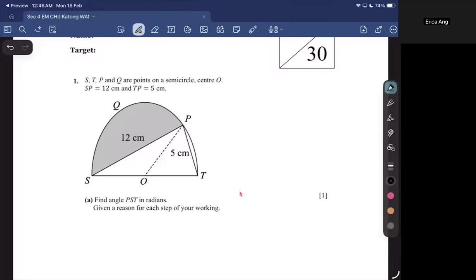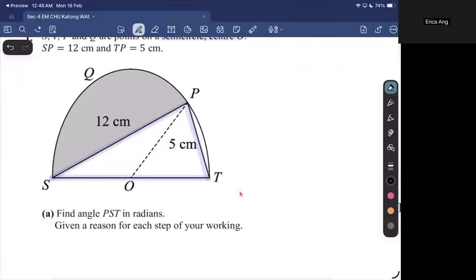Okay, so this is our arc length arc sector question, but it's a mixture of properties of circle. So there's a semicircle of center O, right? So this one you can tell is your diameter. Since this is the diameter, what we understand is this is your right angle triangle.